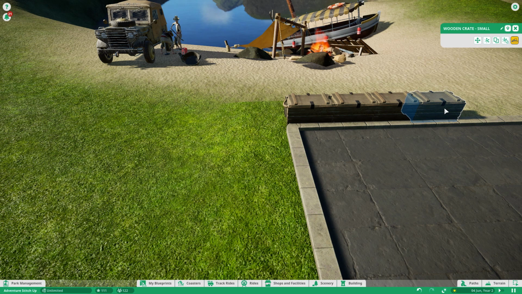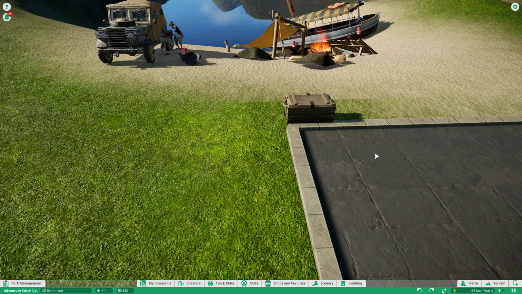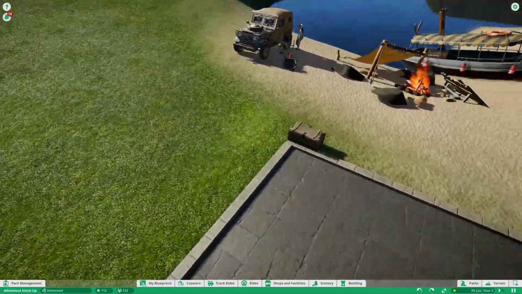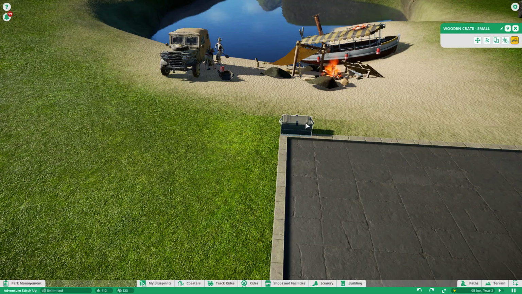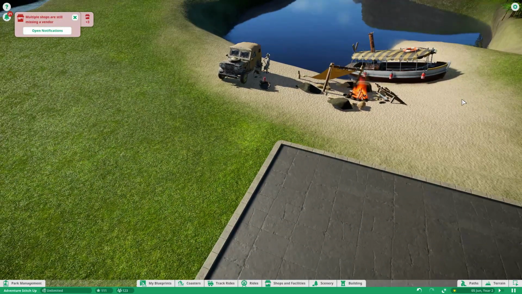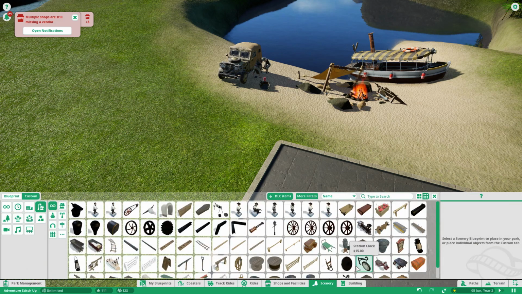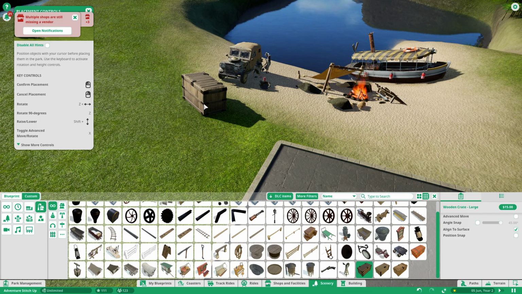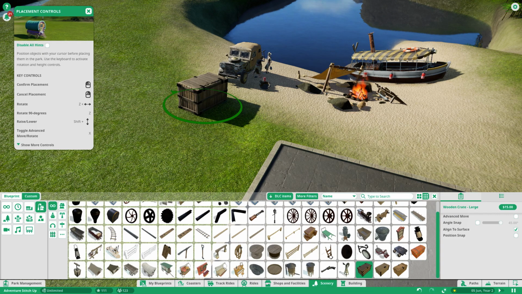Alright, what we might do is delete those. Delete that as well, we don't want that. Okay, let's just put a few crates around here like it was a bit of a storage area. So if I put some big crates around the edge. Yeah, and another crate kind of... bit of an angle. Some little ones.